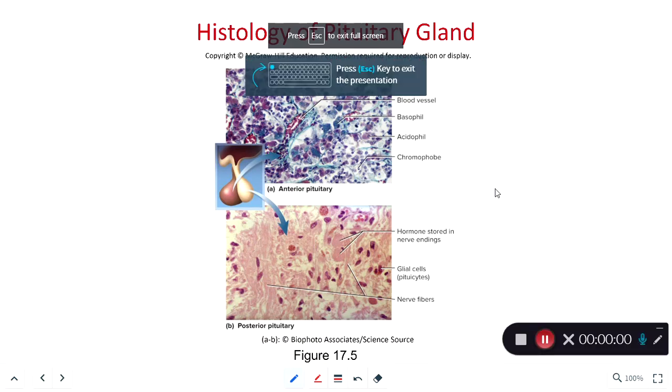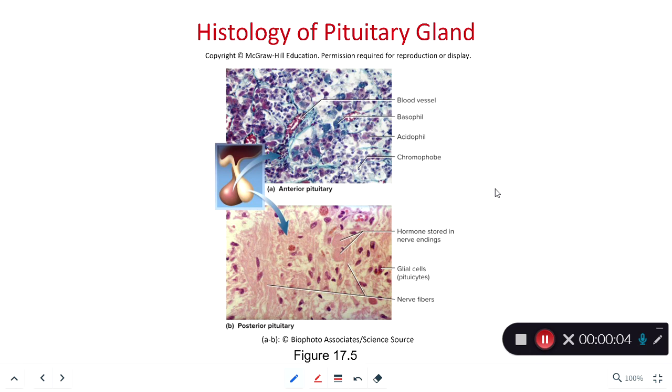Hi class, in this presentation we're going to continue our discussion of the endocrine system. We just finished talking about the hypothalamus, and now we're going to continue focusing on the pituitary gland. Our pituitary gland is known as the master gland, and it's really a two-in-one.